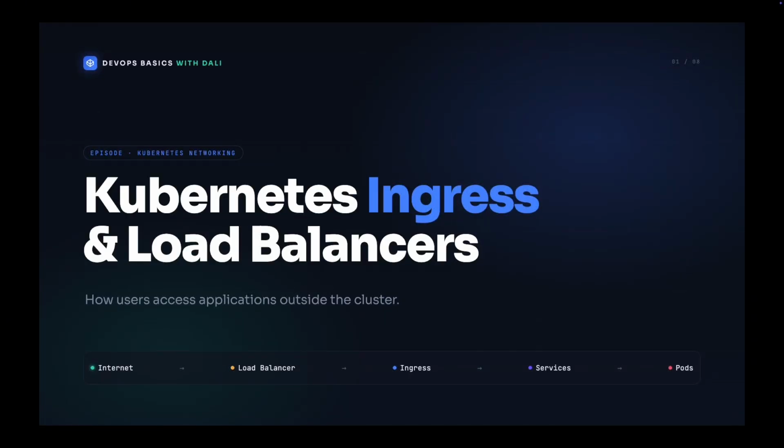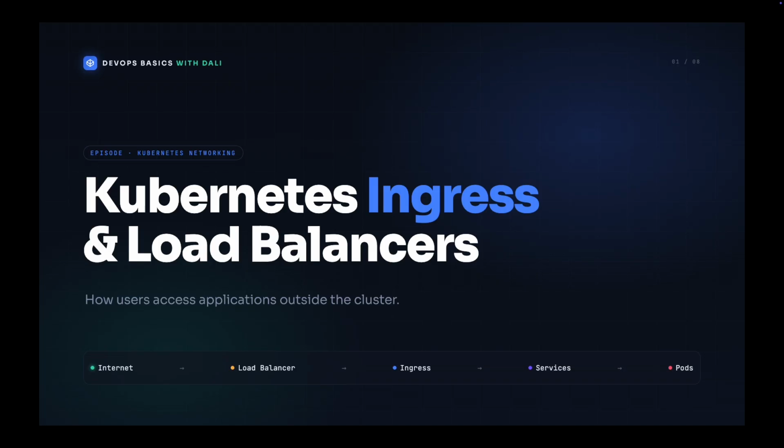So far, we've learned how to deploy applications, scale them, configure them, and store data. But there is still one important question. How do users access our applications from outside the Kubernetes cluster? In this episode, we'll learn about load balancers, Ingress, NGINX Ingress Controller, and TLS. By the end of this video, you'll understand how internet traffic reaches your pods.